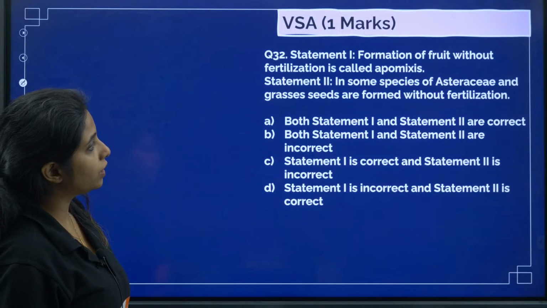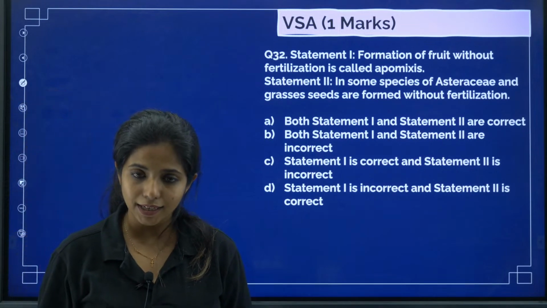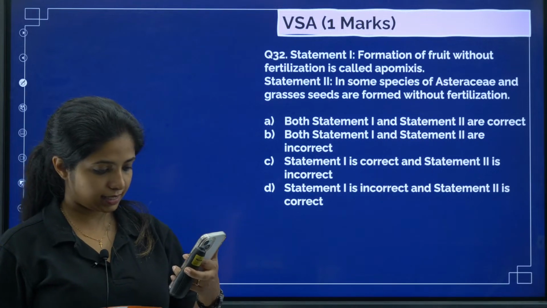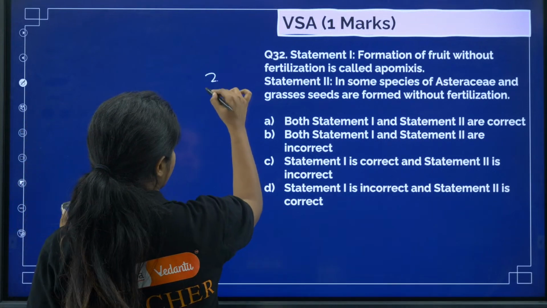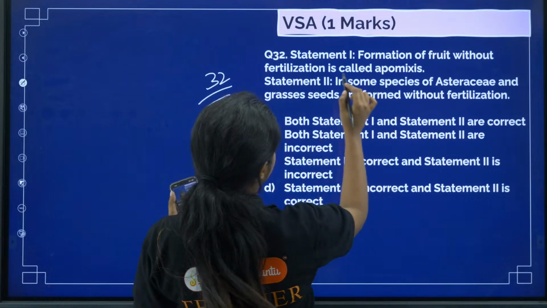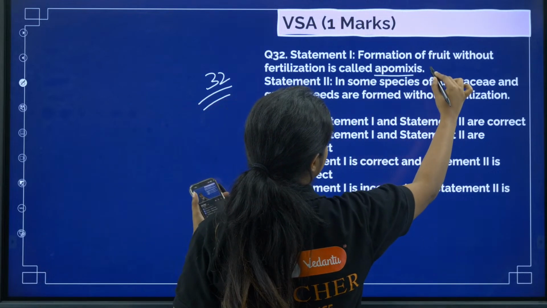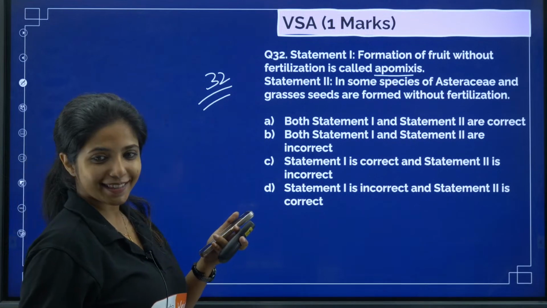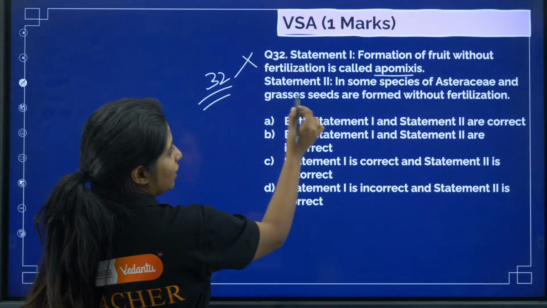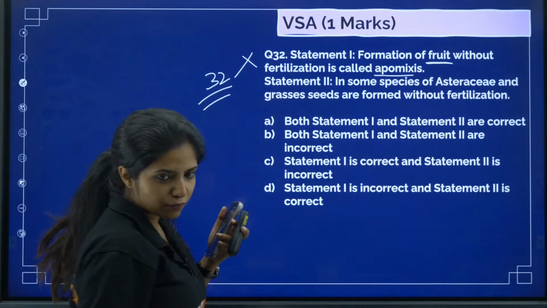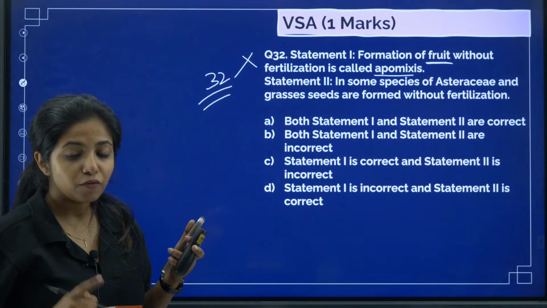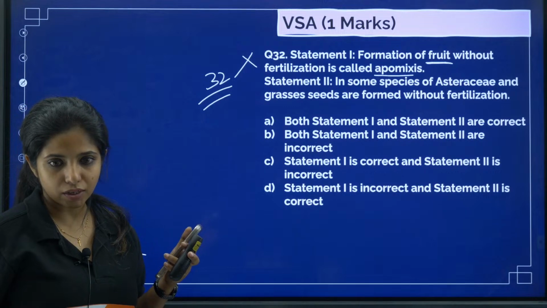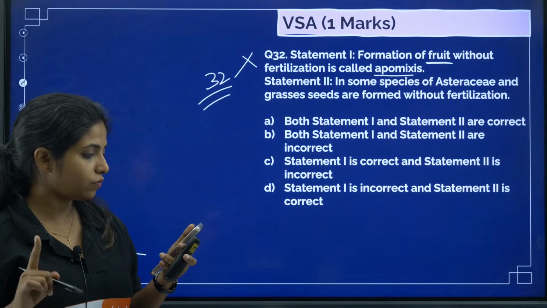Formation of fruits without fertilization is known as apomixis. Is it correct? Formation of fruit without fertilization is called apomixis. It is not correct. You are talking about formation of fruit, but is formation of fruit apomixis? No. Formation of seed is apomixis, my dear children. Formation of seed without fertilization will be apomixis.